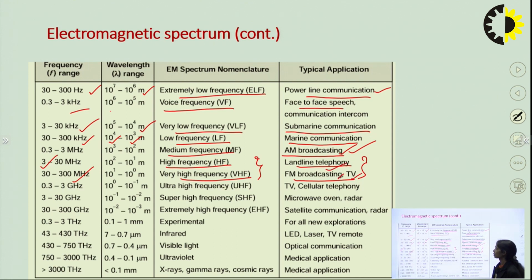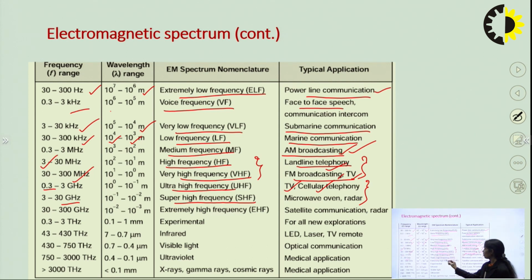and television. Now next comes the ultra high frequency and super high frequency ranges, ranging from 0.3 gigahertz to 30 gigahertz. Basically these frequency ranges can again be used in televisions and cellular telephony. So this has great applications and advantages in our today's scenario.